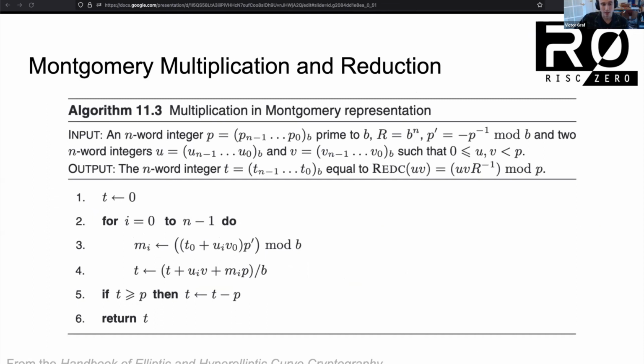And this kind of iterative computation is what you're going to see for basically any software implementation, because it allows you to avoid these large intermediate results, like we saw in the formal or the pseudocode for the Barrett reduction.